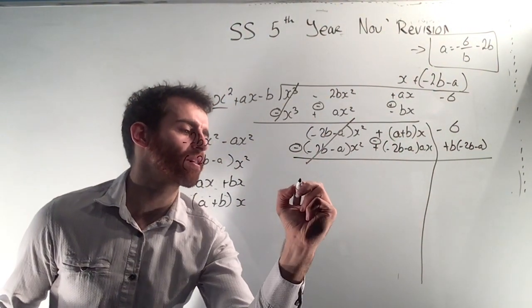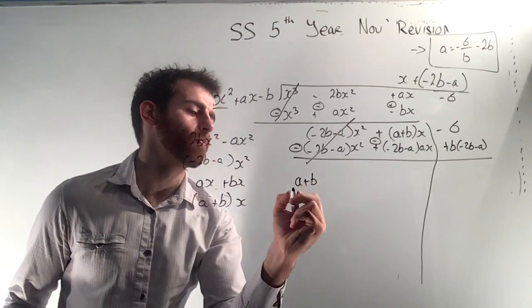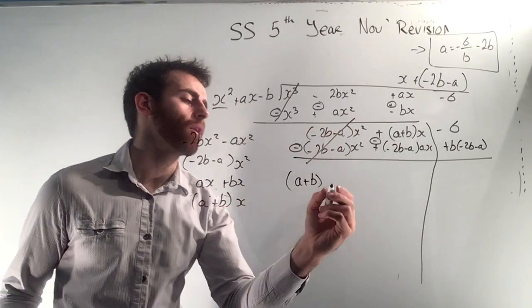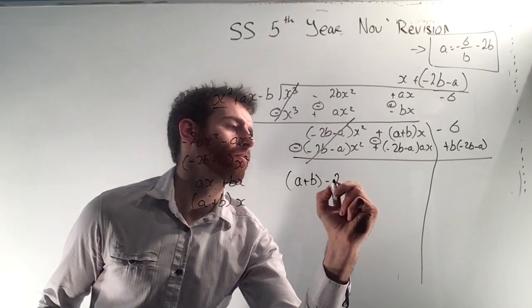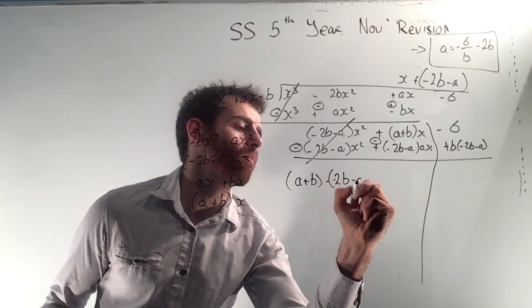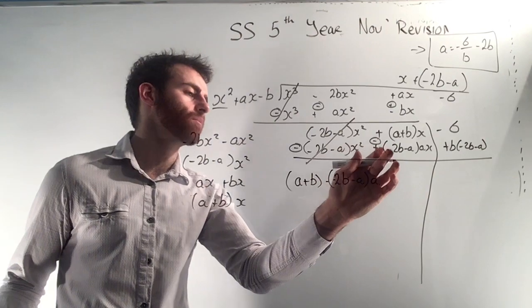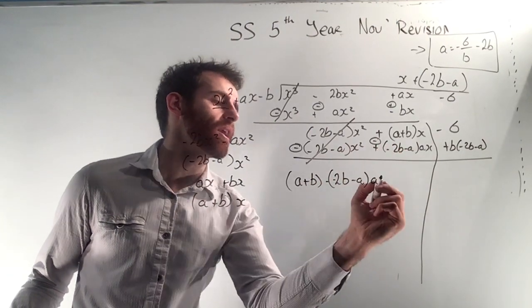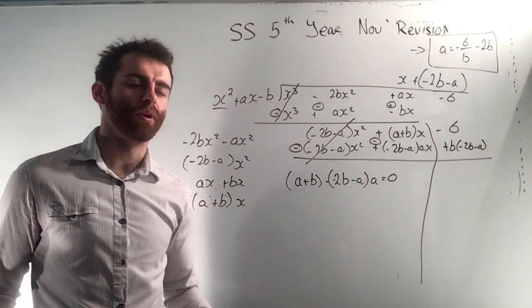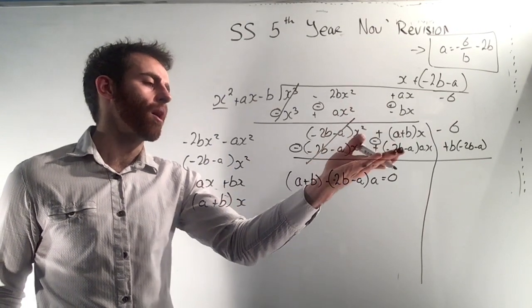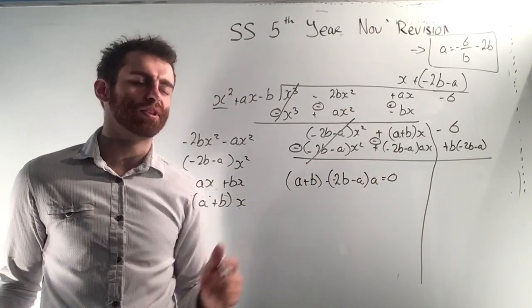So the coefficient of x on the top line is a plus b. And the coefficient of x on the bottom line is minus times minus 2b minus a times a. So that one's messy. It's minus times minus 2b minus a times a. And I know that that is equal to 0. So the coefficient of x on the top minus the one on the bottom equals 0.